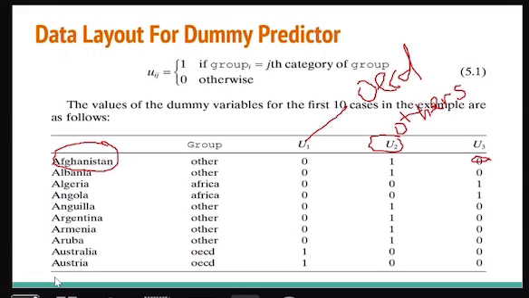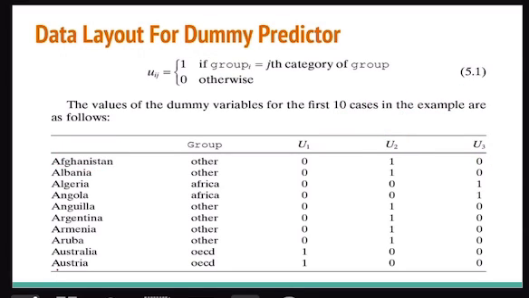Having this information, you can see the OECD members, like Australia and Austria. Can you see that? U1 equals 1. Others will be 0, including Africa.